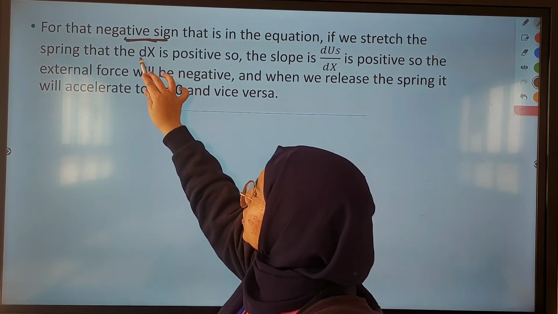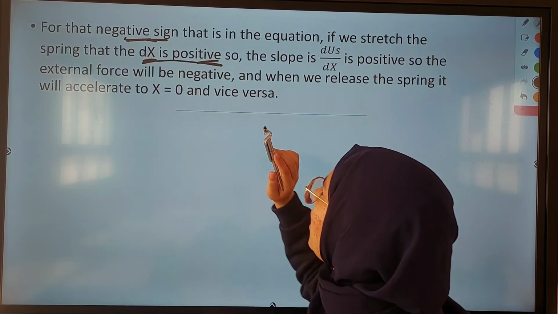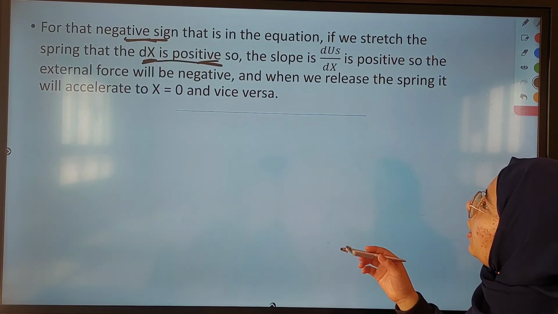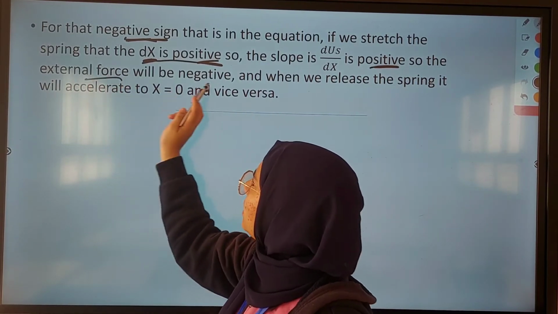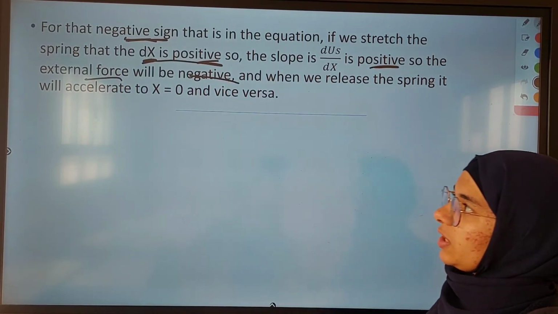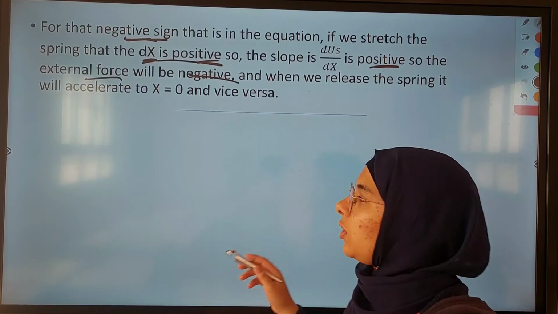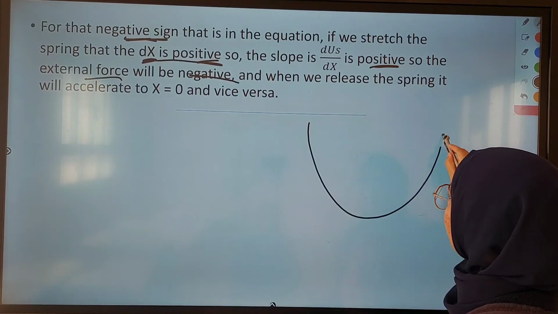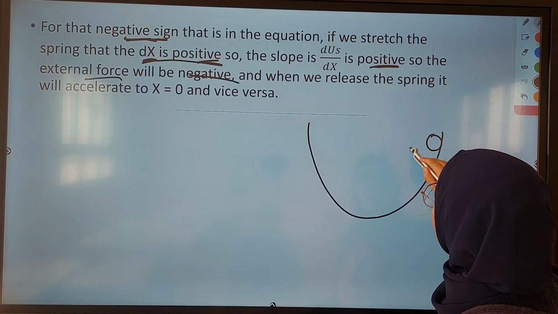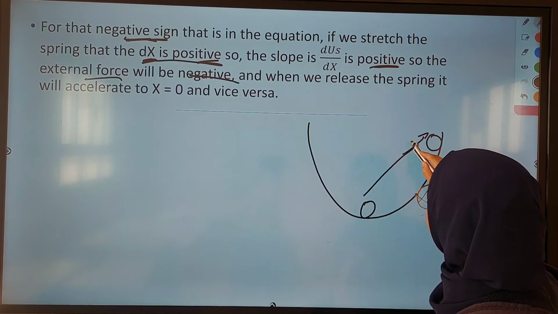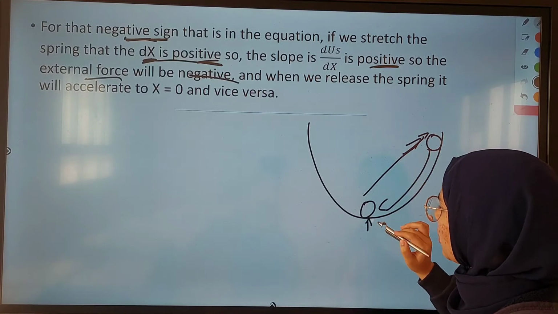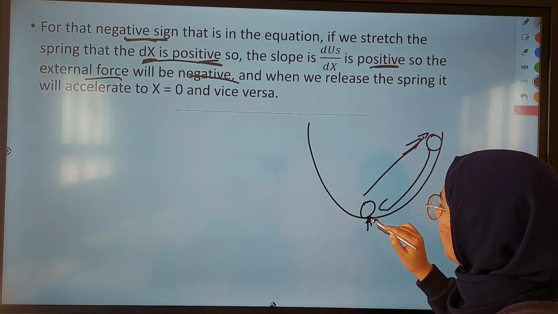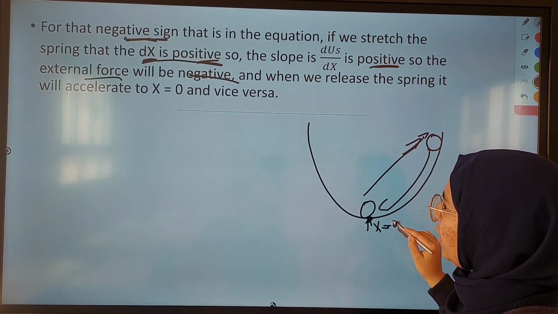So the dx, or the displacement, will be positive. So the slope will be positive, as we said, and the external force will be negative. And if we consider it like a ball on a cliff, and we move it from here to here and release it, it will move to its equilibrium position, which is x equals 0, okay?